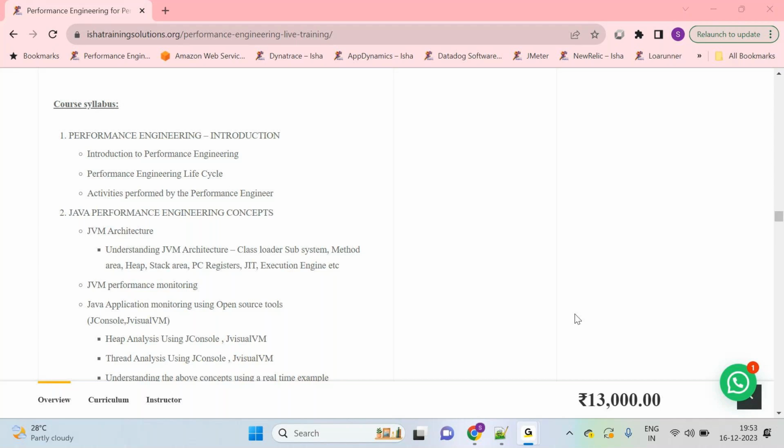So performance engineering can be proactive or reactive. If it is proactive, very good. If it is reactive, the time, investment and effort will be very, very high in the case of reactive performance engineering.